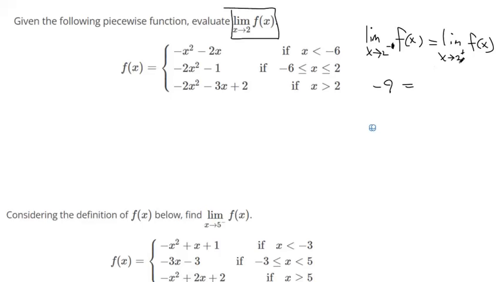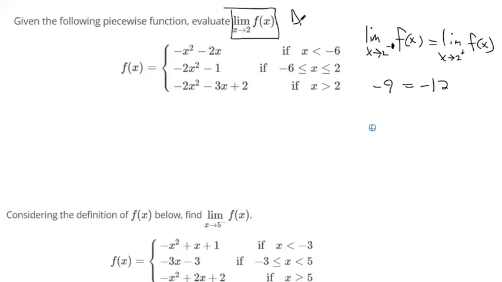And if we plug 2 into the right side of x equals 2, which means we use this bottom function, 2 squared is 4. 4 times negative 2 is negative 8. Negative 8 minus 6 is negative 14. Negative 14 plus 2 is negative 12. Those don't equal each other.